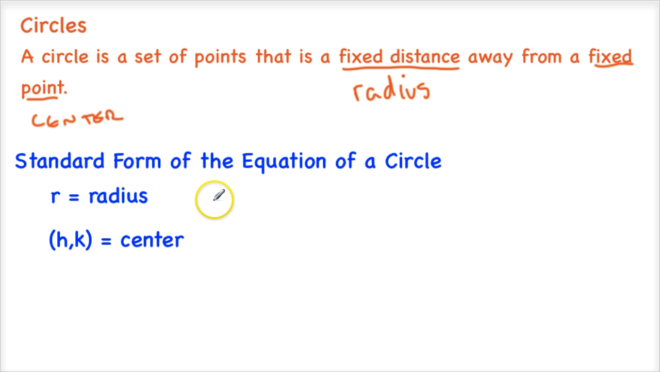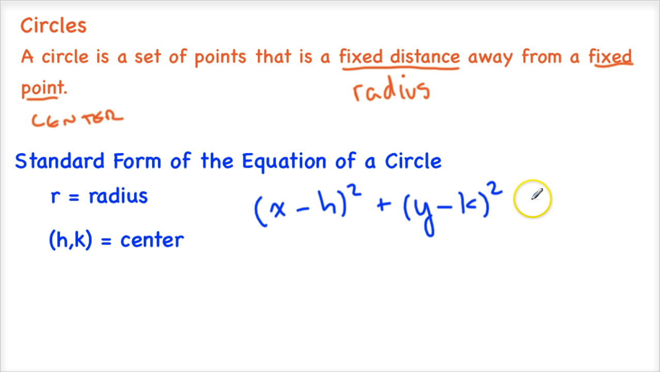The circle. So the standard form of the equation of a circle looks like this. It's the quantity x minus h squared plus y minus k quantity squared equals r squared, or the radius squared. So if I have this point (h, k) as my center and r as my radius, I can plug it in to this standard form of the equation of a circle.